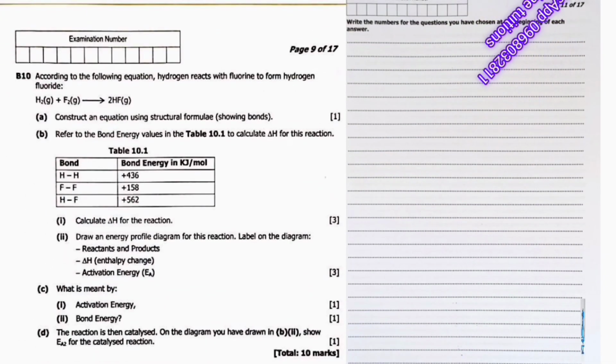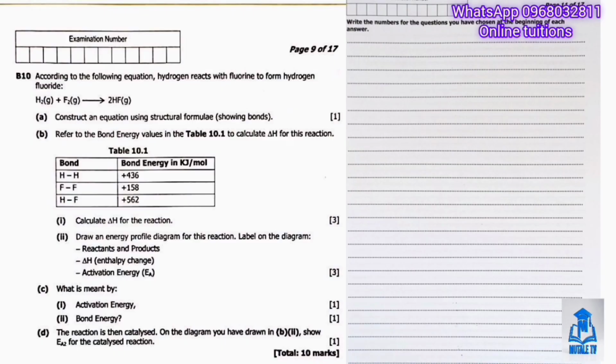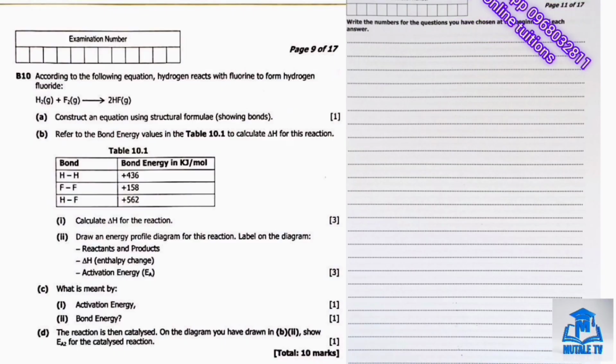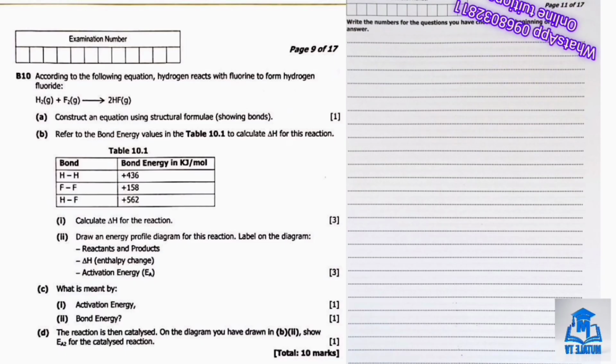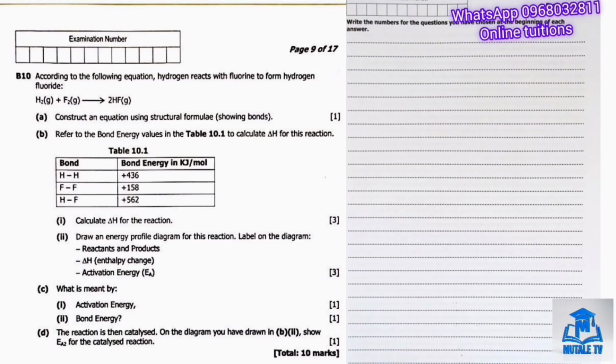B10, which covers bond energy and enthalpy changes. Solution B10 gives us the equation: hydrogen gas plus fluorine gas produces 2 hydrogen fluoride gas. Part A asks us to construct an equation using structural formulae showing the bonds.